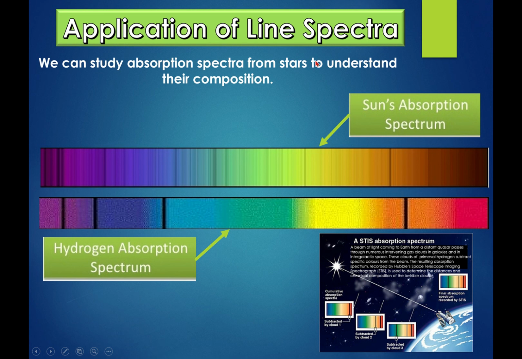So for the application of line spectra, we can study absorption spectra from stars to understand their composition. The example given here is the sun's absorption spectrum, and this is the hydrogen absorption spectrum. So we can compare these and determine which gases are abundant in the sun.